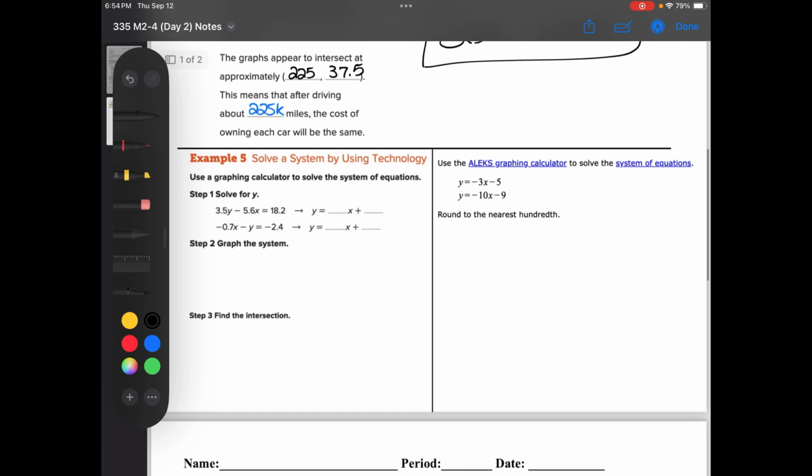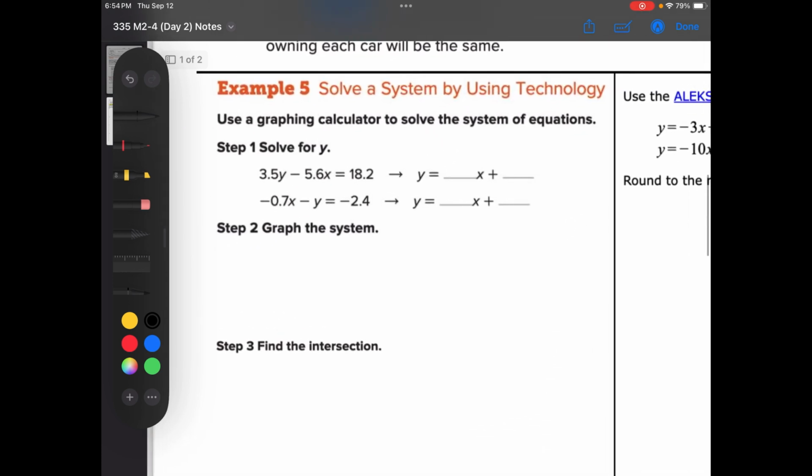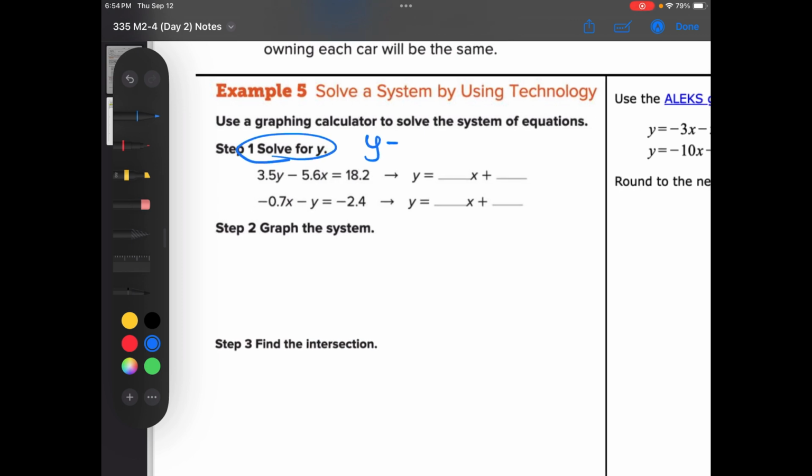Now for example 5, I want to show you how to use technology to help with these. The first thing you need to do when you're graphing is solve for y. You want it to be in slope-intercept form. We've talked about this form over and over again. So the first one, I'm going to go ahead and solve it.